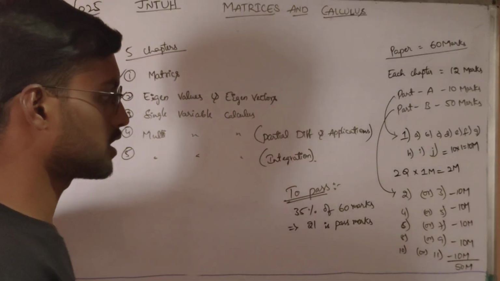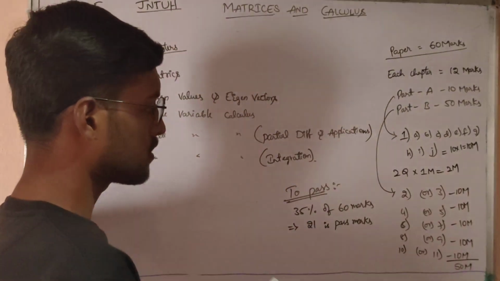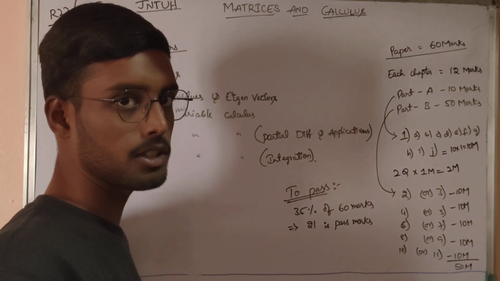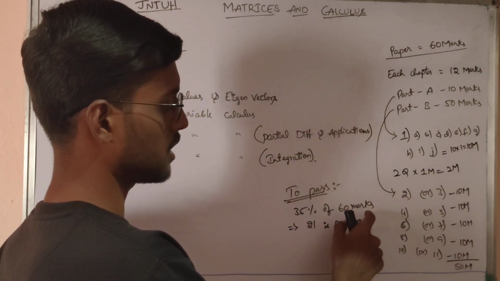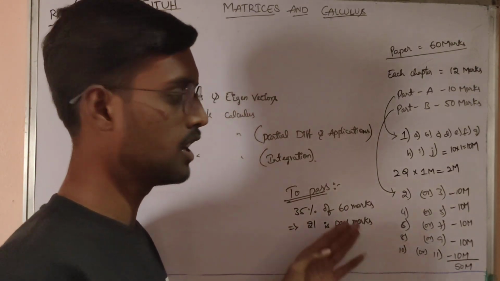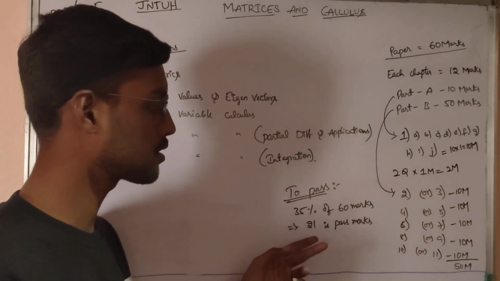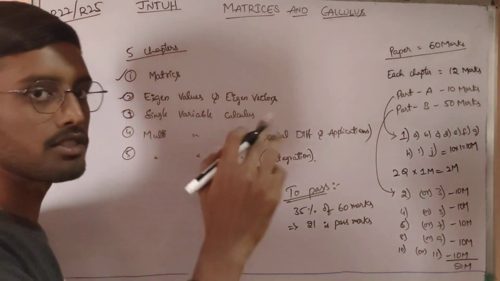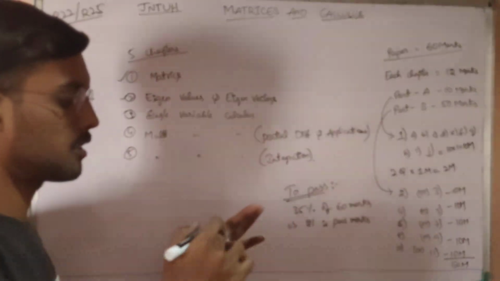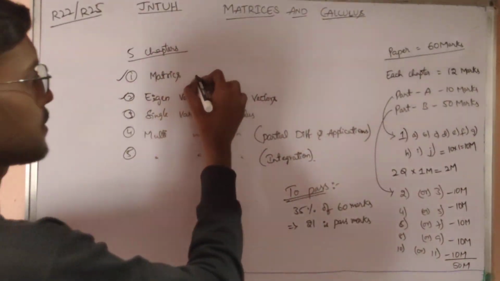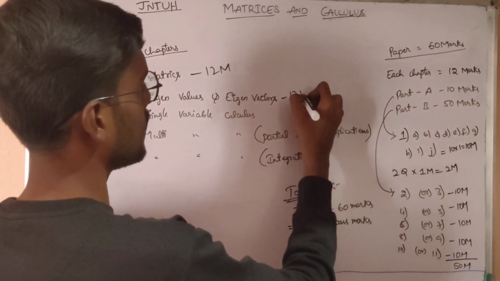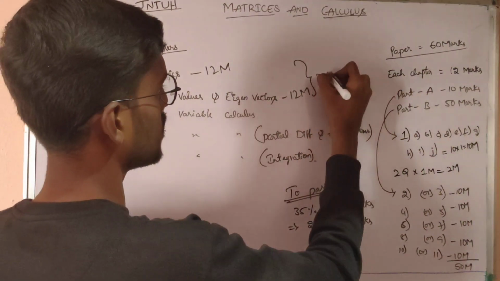Next, to pass you have to get 35% of 60 marks. 35% of 60 marks means 21 marks is the pass mark. So you have to score 21. By practicing any 2 chapters, I prefer the first and second chapters, because the first chapter gives us 12 marks and the second chapter also gives us 12 marks, which sums to 24 marks.